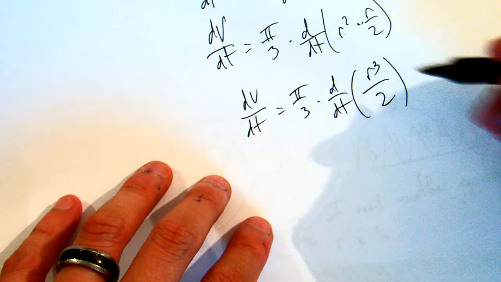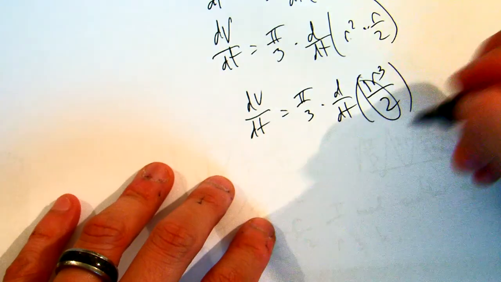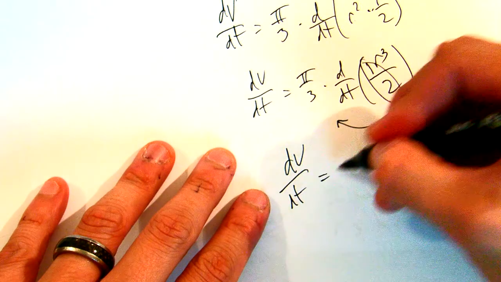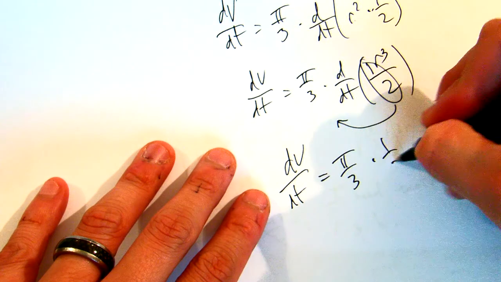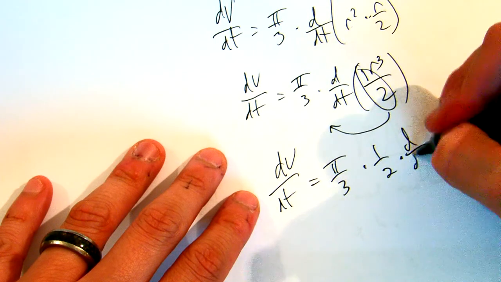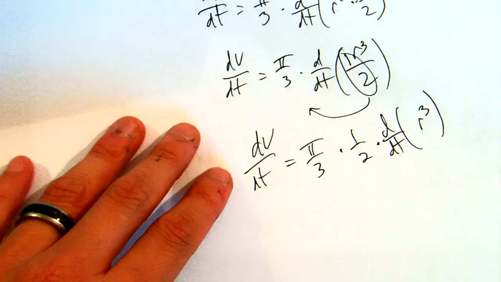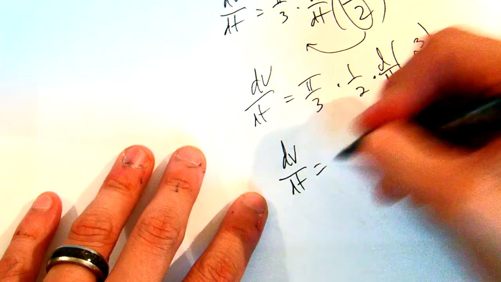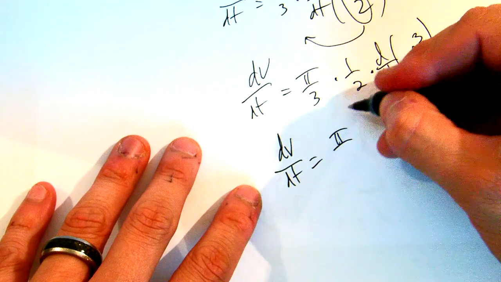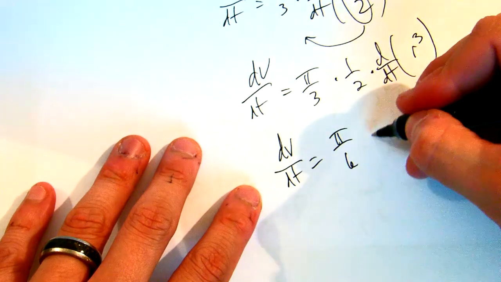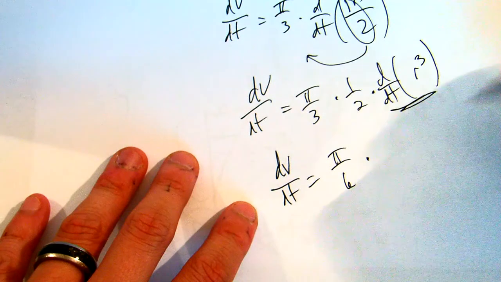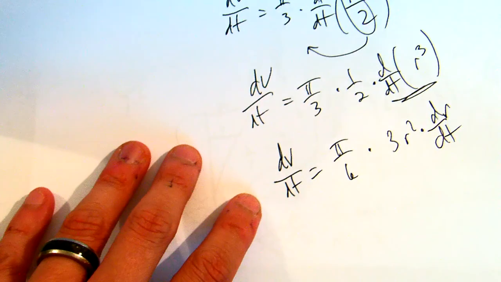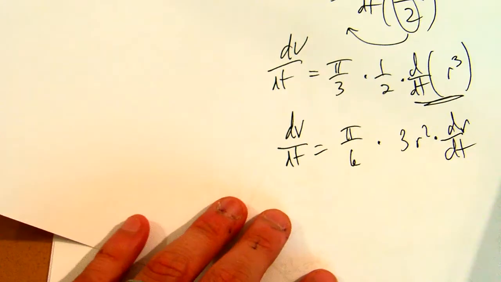So this gives us dV/dt equals pi over 3 times d/dt of r cubed over 2. And if you remember, this is the same thing as 1/2 times r cubed, so the 1/2 can be pulled out of the derivative. So I'm going to say dV/dt equals pi over 3 times 1/2 times d/dt of r cubed. And now I just take this derivative. So dV/dt equals pi over 6 times this derivative, which is 3r squared times dr/dt. And finally, we have our equation.